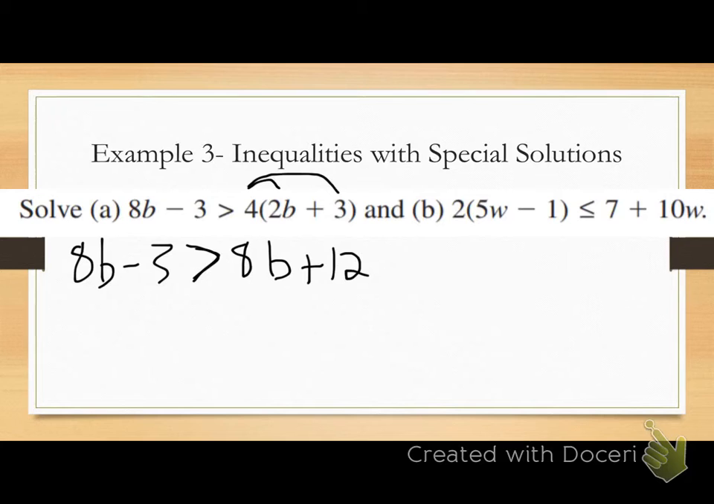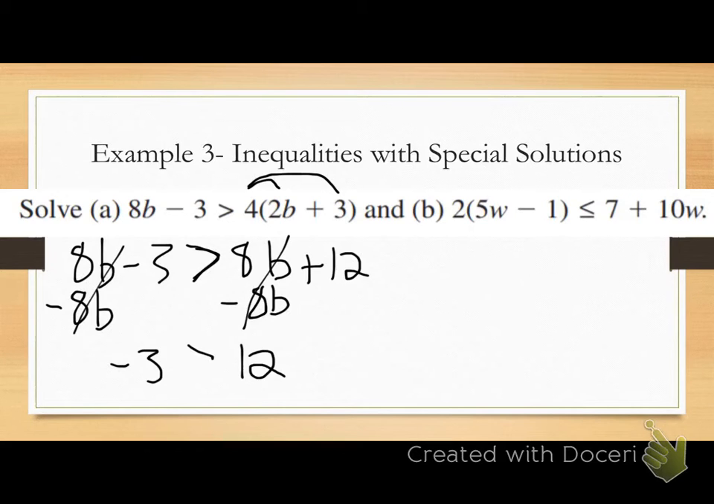Okay, I've got a variable on both sides. So do I want to deal with the variables first or the constants? Deal with the variables first. So what's my step here to get the variables to the same side? Subtract 8b from both sides. What happens when I do that? They cancel out. Variables are completely canceled out on both sides, aren't they? So now I'm just looking at the statement that's left over. What's left on the left-hand side? -3. What's left on the right? 12.